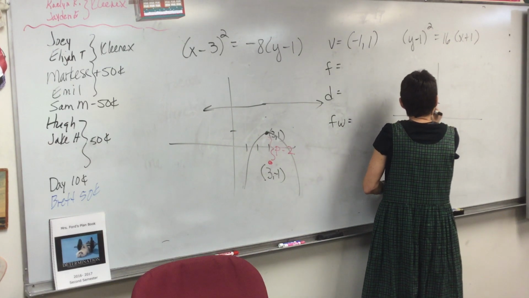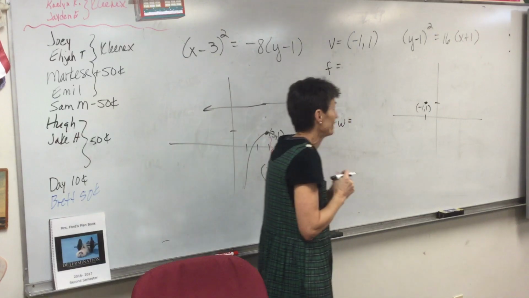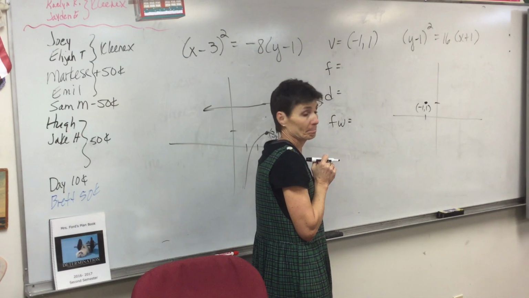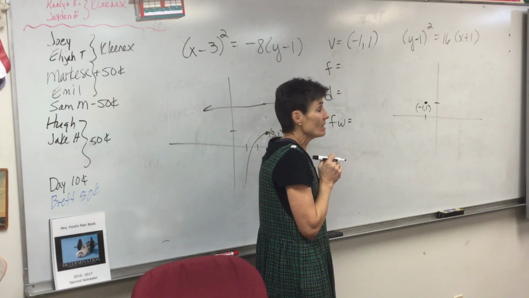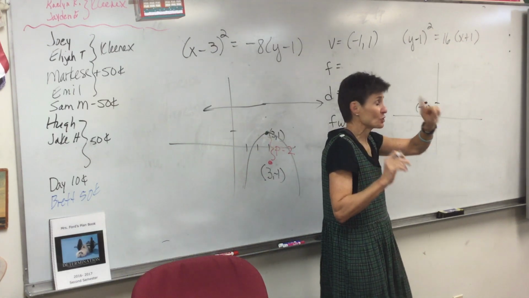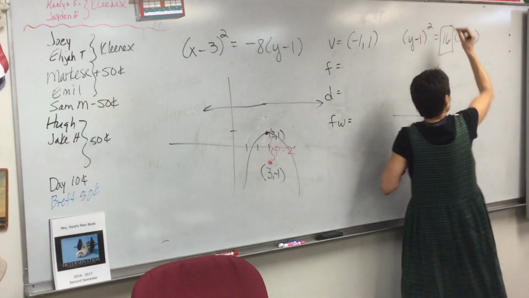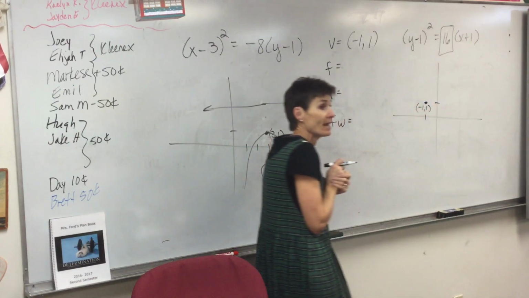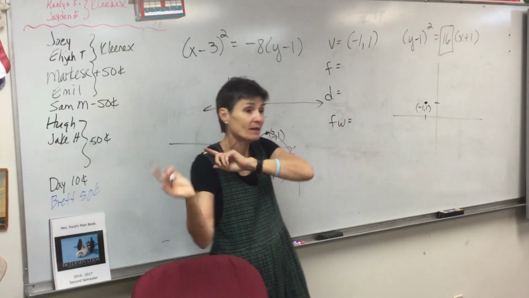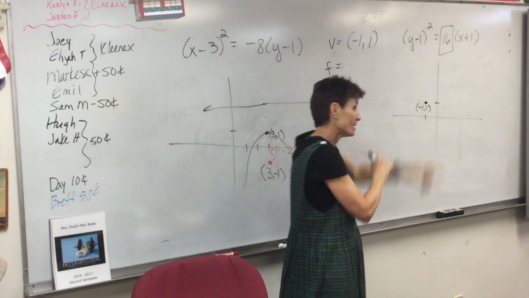Now, which way does this guy open? Right. 16 is positive. Well, I'm hearing right and left, which is good because it's y squared. But this number right here is the one that tells you, and that is positive, so it opens to the right.